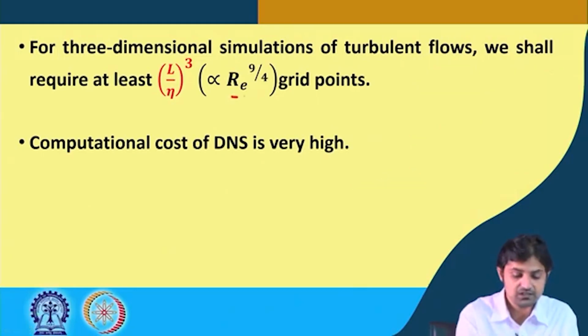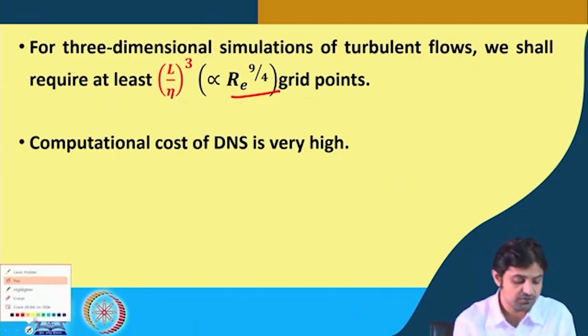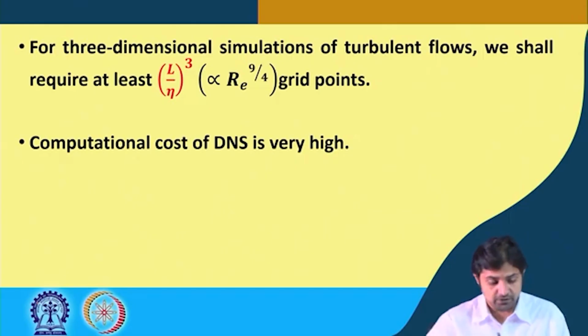So these things like Re to the power 9 by 4, Re to the power 3 by 4, those are the values which you must remember. Therefore, the computational cost of DNS is very high. All right.